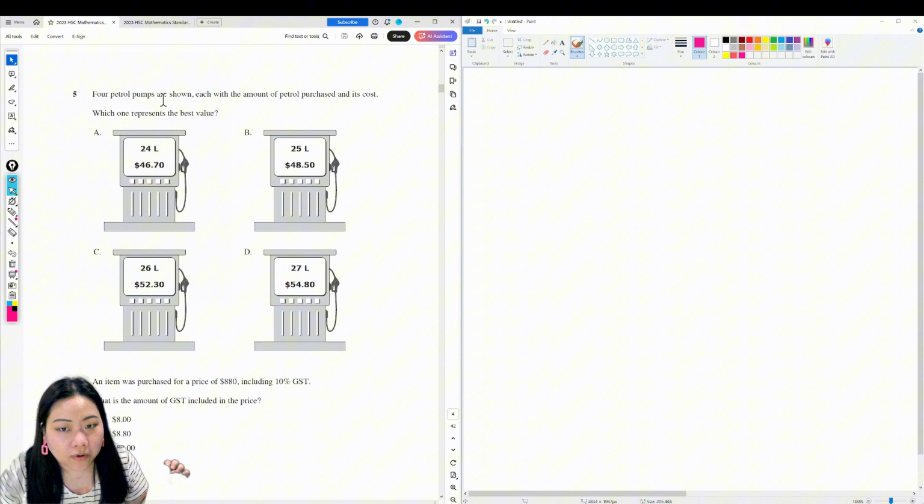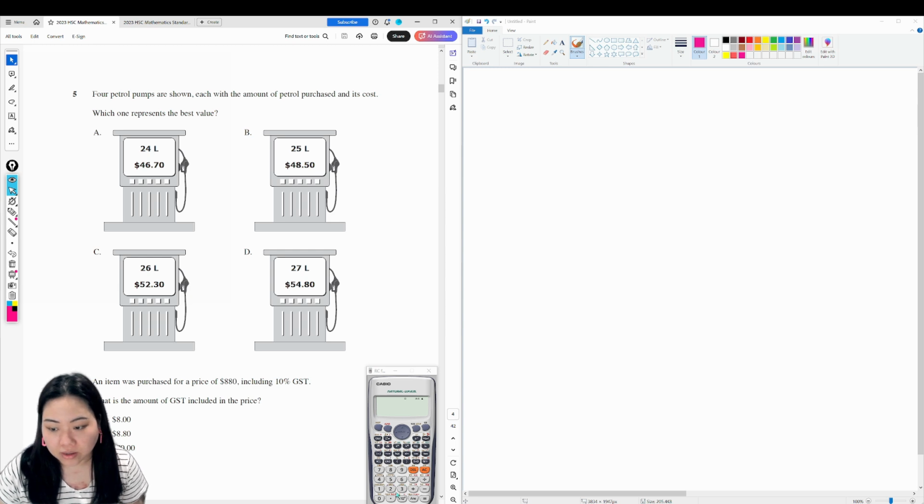Number 5. 4 petrol pumps are shown, each with the amount of petrol purchased and its cost. Which one represents the best value? Let's check it out. We just need to find how much it is per liter for each of those. I'm just going to do it straight in the calculator. For A, it's going to be $46.70 divided by 24 liters, and that should get us how much it would be per liter, which is $1.94.